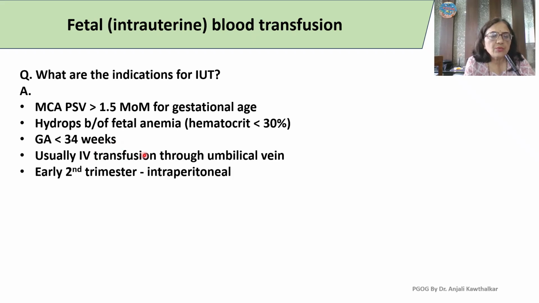Usually intravenous transfusion is done through the umbilical vein, but if it is required in early second trimester, it is not possible because the umbilical vein is very thin. Then intraperitoneal transfusion is given, or sometimes a combination of intraperitoneal with umbilical intravenous transfusion is used.